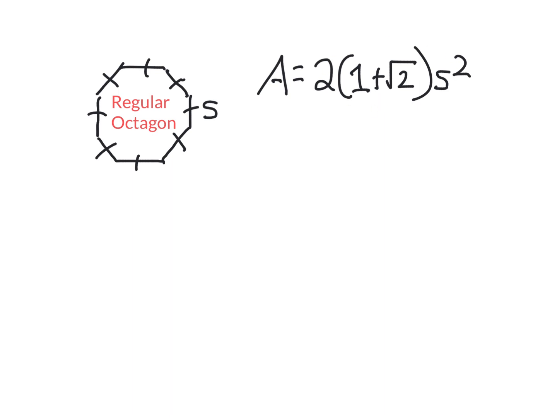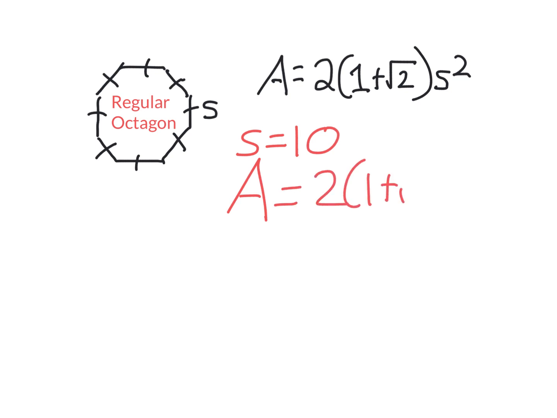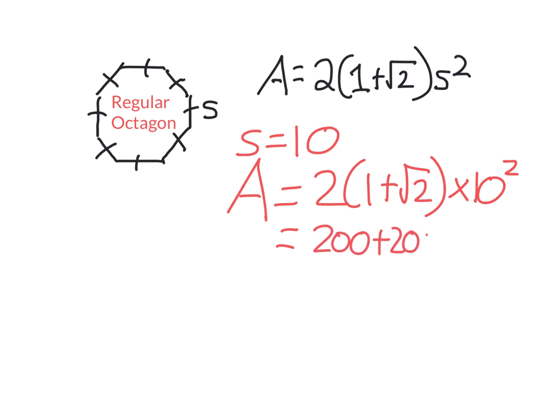So for example, if the side length was 10, then the area of this, in exact form, all I'm going to do is replace s squared with 10 squared. So we can expand the brackets here. 2 times 100 is 200. 200 times 1 is 200. 200 times root 2 is 200 root 2. This is the exact area of a regular octagon whose side length is 10.